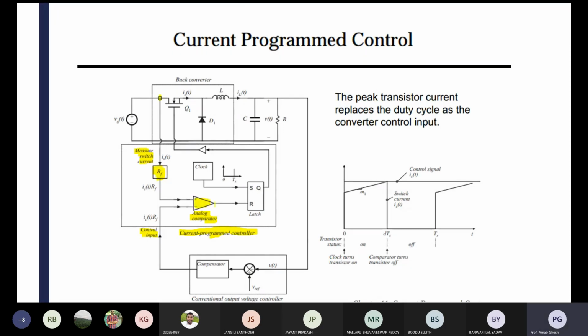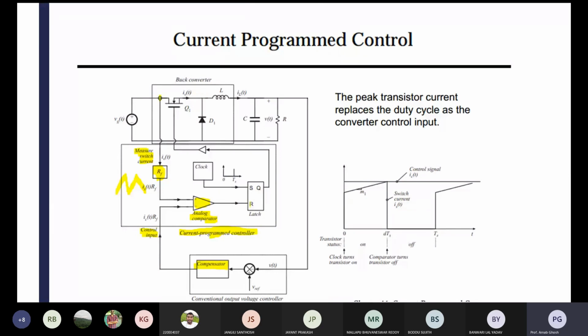From the output of the analog comparator, you will get some PWM. What is the nature of the current signal? It looks like a triangular waveform. You are comparing it with a DC value, more or less with very small, very slow variations, but you can say it is a DC value. If you compare both of them, we get a PWM signal.